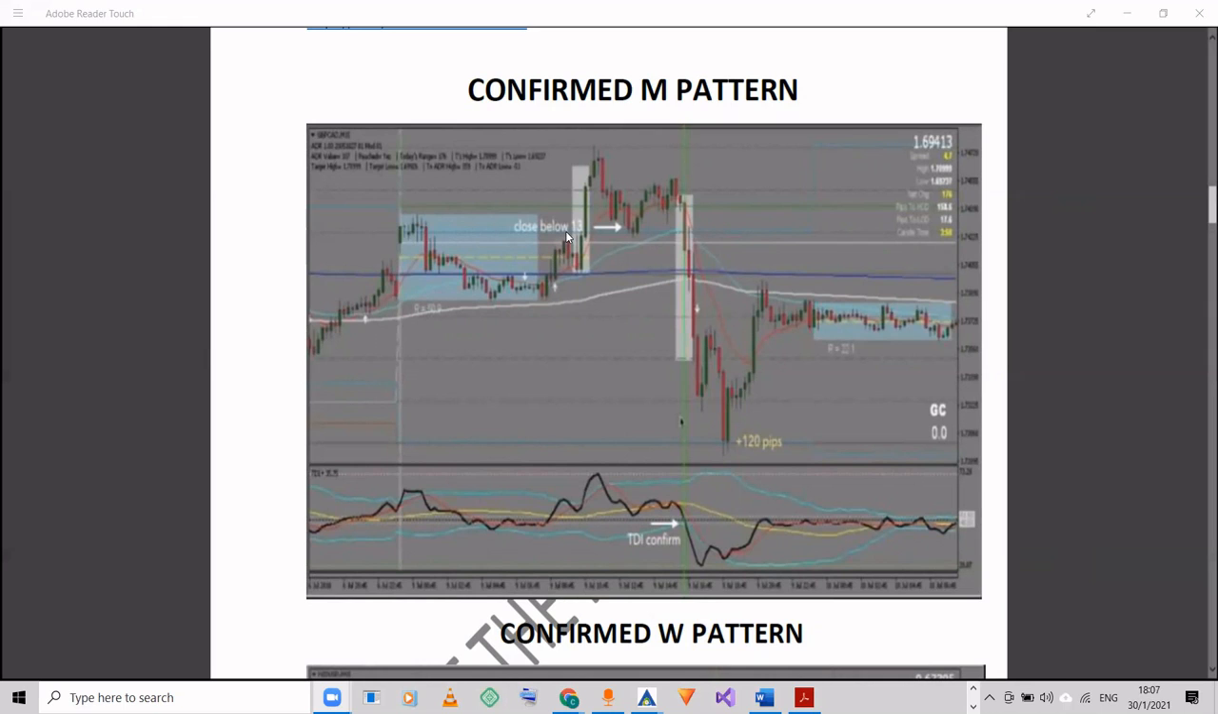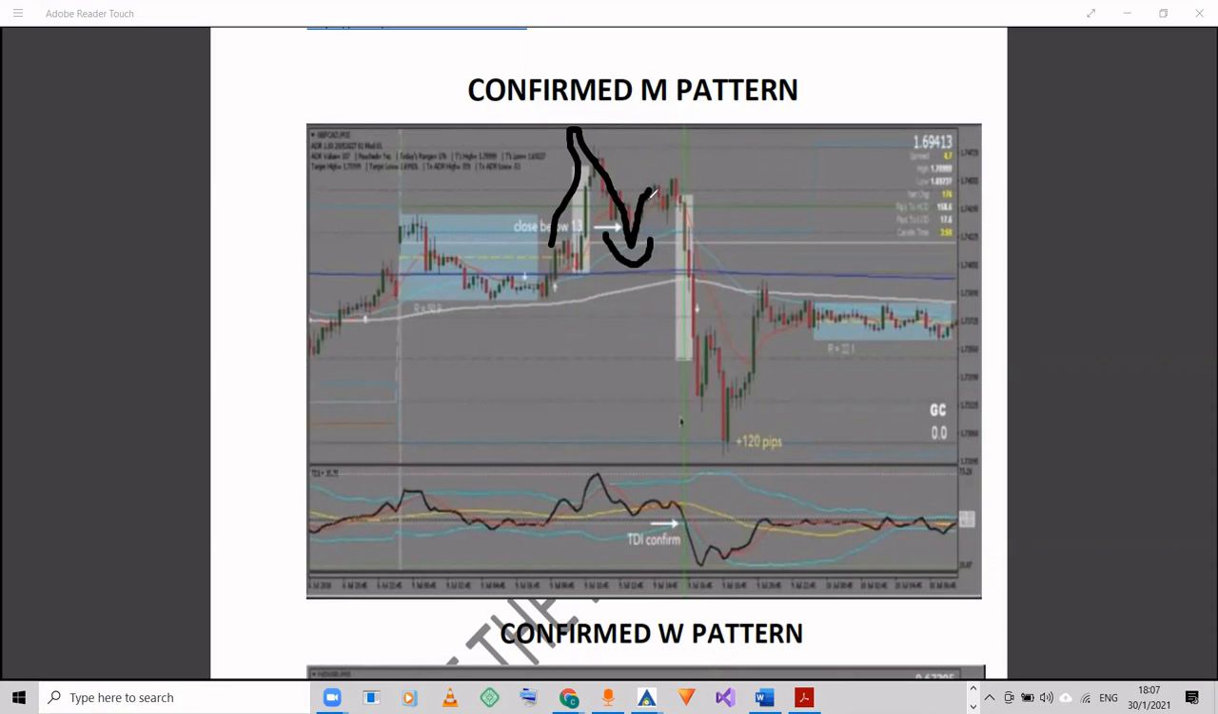Okay, let's go on. So as you can see right here, an M was formed. A beautiful, lovely M was formed right here. Whilst the M was formed, there was a close below the 18, then a close back through the 18 again, forming a what?